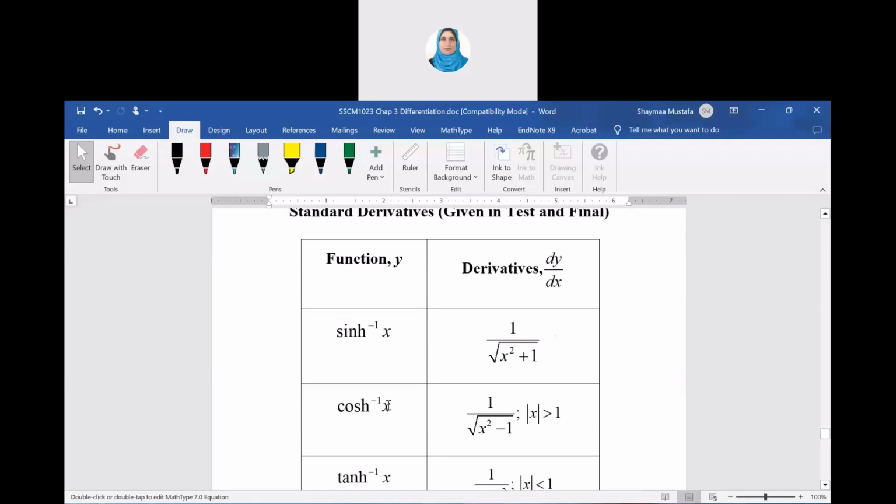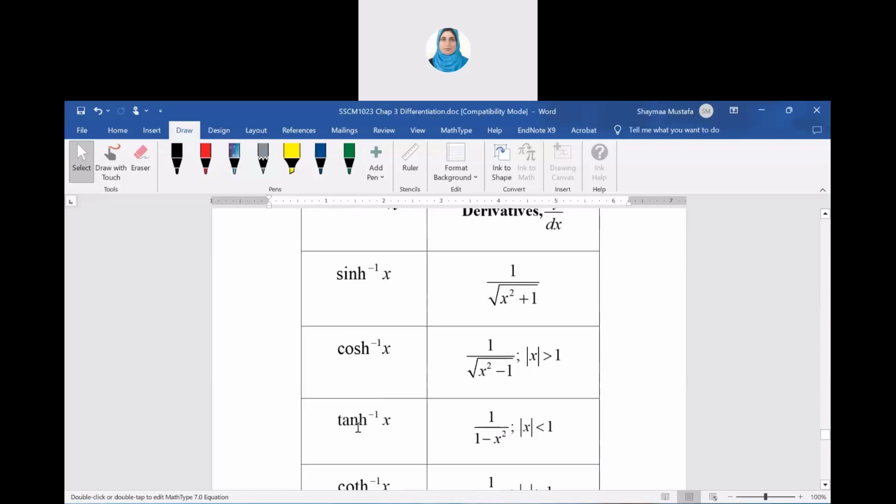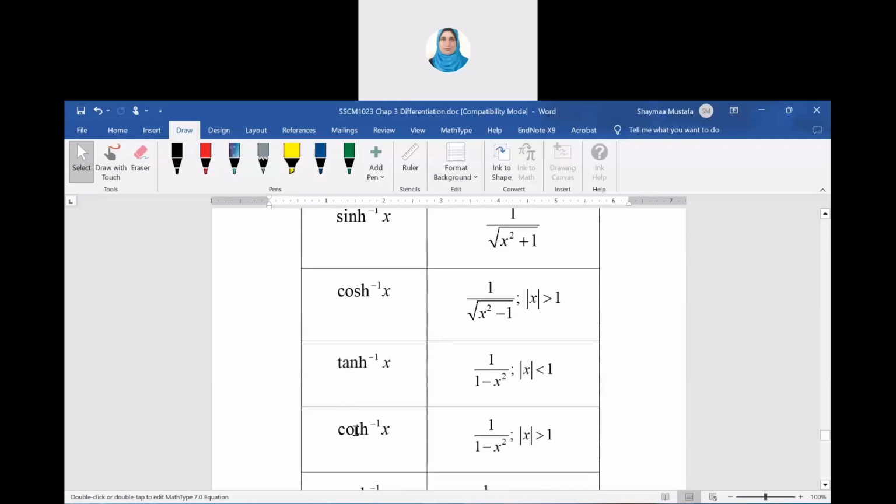So by the same way, you can prove that the derivative for cos inverse is equal to 1 over square root x square minus 1. The derivative for tan inverse is 1 over 1 minus x square. Note here that tan and cos don't have square root.